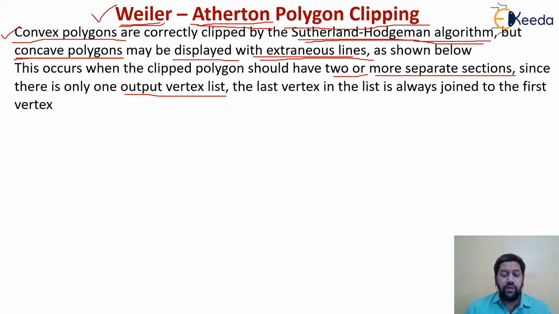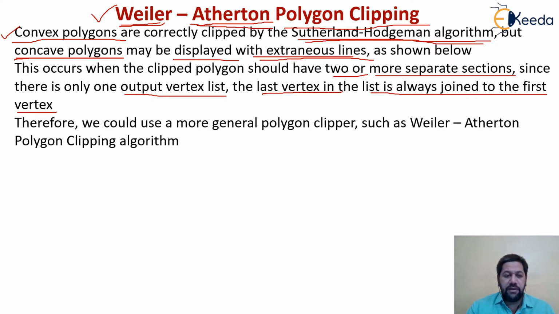In the Sutherland-Hodgman algorithm, we maintain only a single vertex list, one initial vertex list. The vertices are passed to the left edge, then to the right edge, and so on. So only one output vertex list is maintained and modified. Due to this, the last vertex in the list is always joined to the first vertex, and that may create extra lines. So let us understand the drawback that we have.